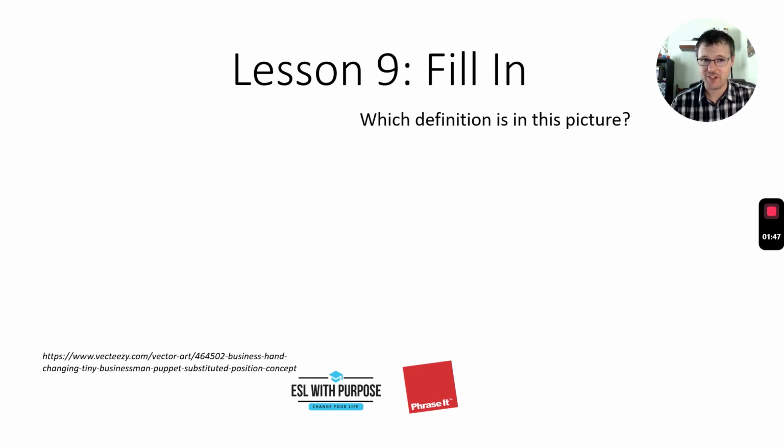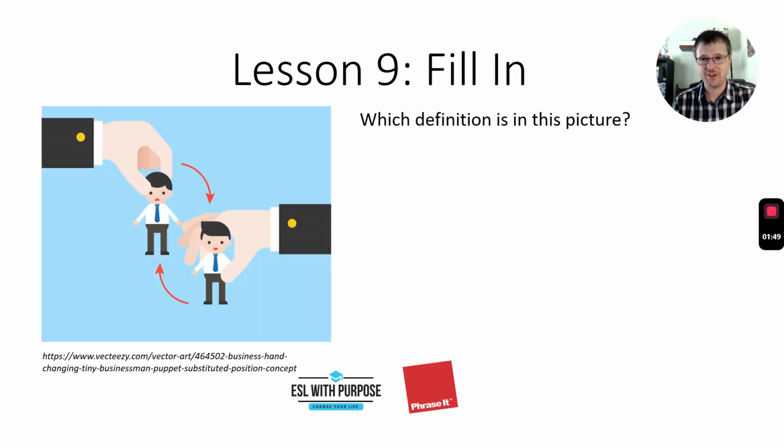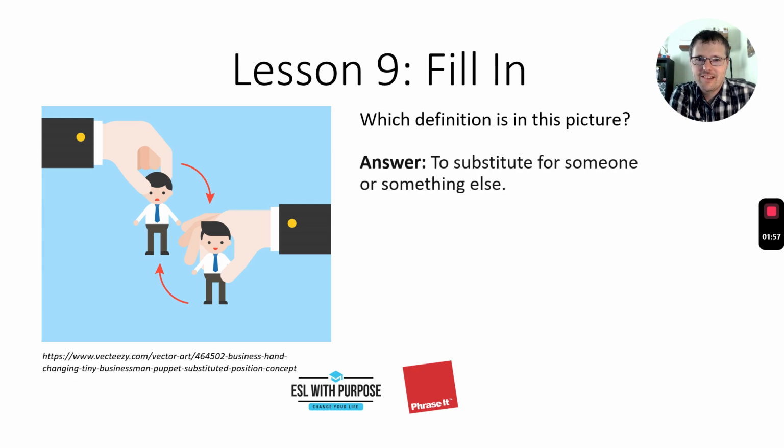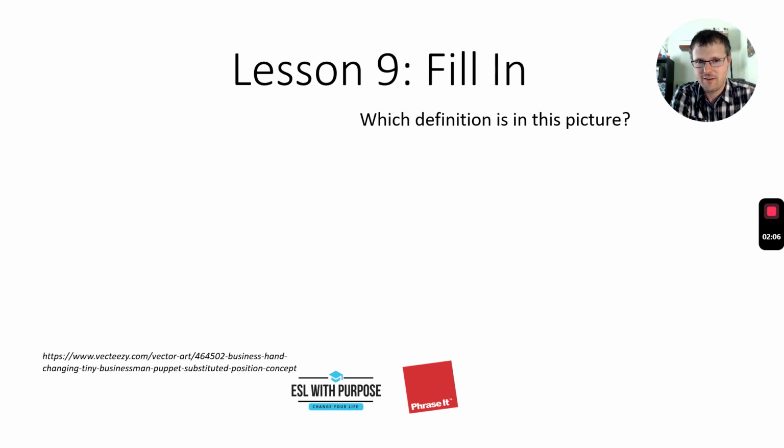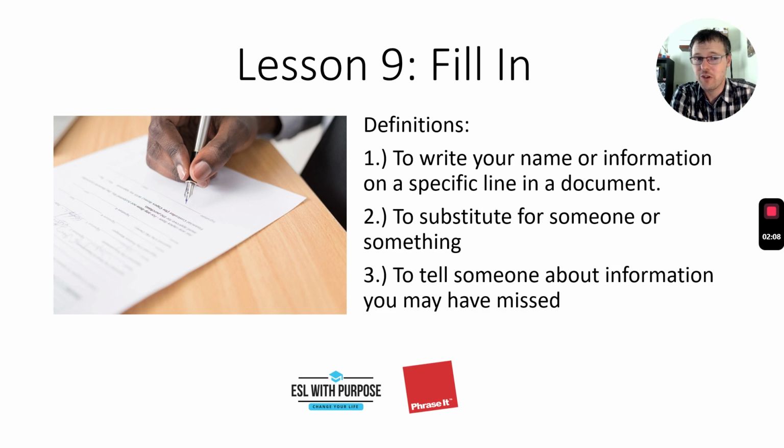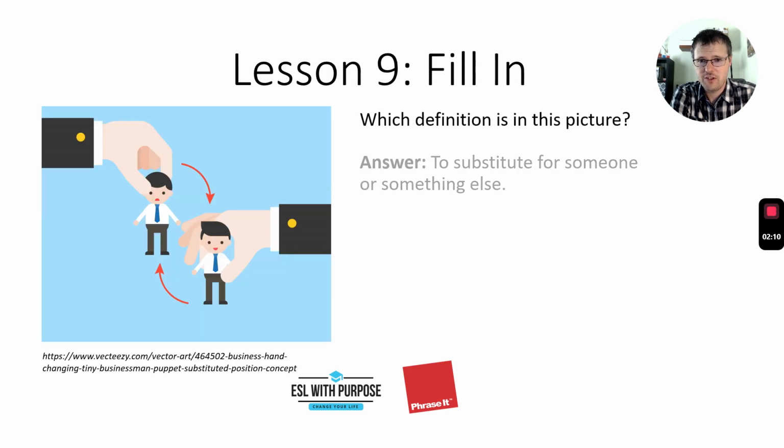All right. Which definition is in this picture? Can you guess? What do you think? Was it 1, 2, or 3 above? Well, it was this one. To substitute for someone or something else, right? So that's what that definition is. And let's go back and review. That was number 2, right? To substitute for someone or something else. Like you can see the image is replacing someone else.